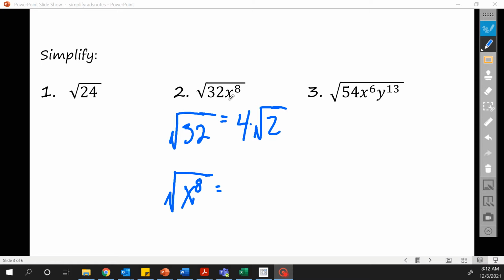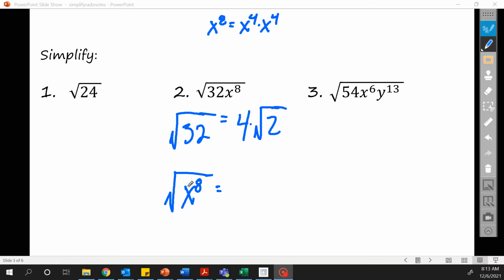Now, when we consider the other part, which is the x to the 8th, we're looking for two factors that are the same, that are factors of x to the 8th. Well, x to the 8th is simply x to the 4th times x to the 4th.